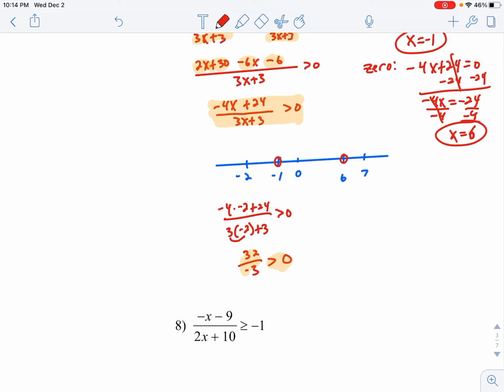Let's try the next one. Plug in my test number 0. Negative 4 times 0 plus 24 over 3 times 0 plus 3. Is that greater than 0?